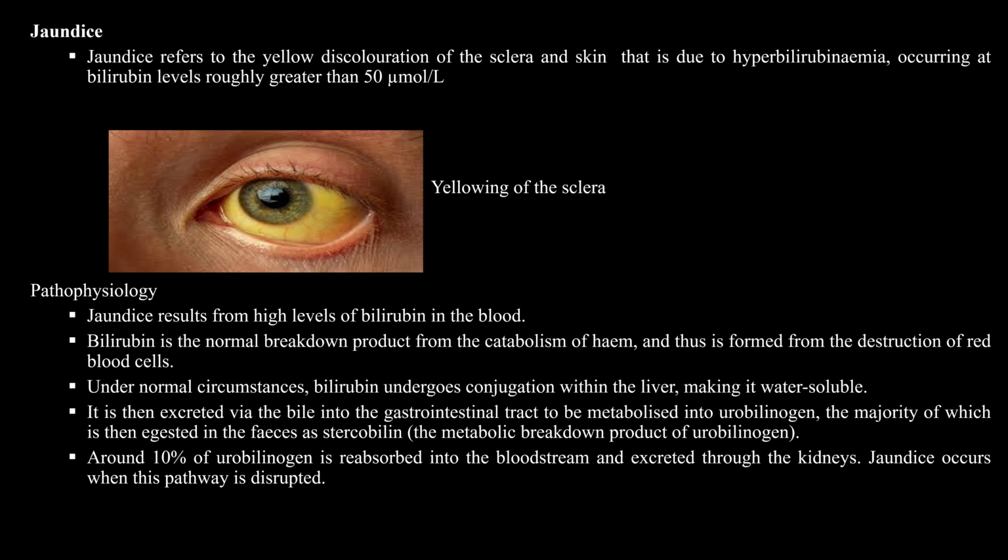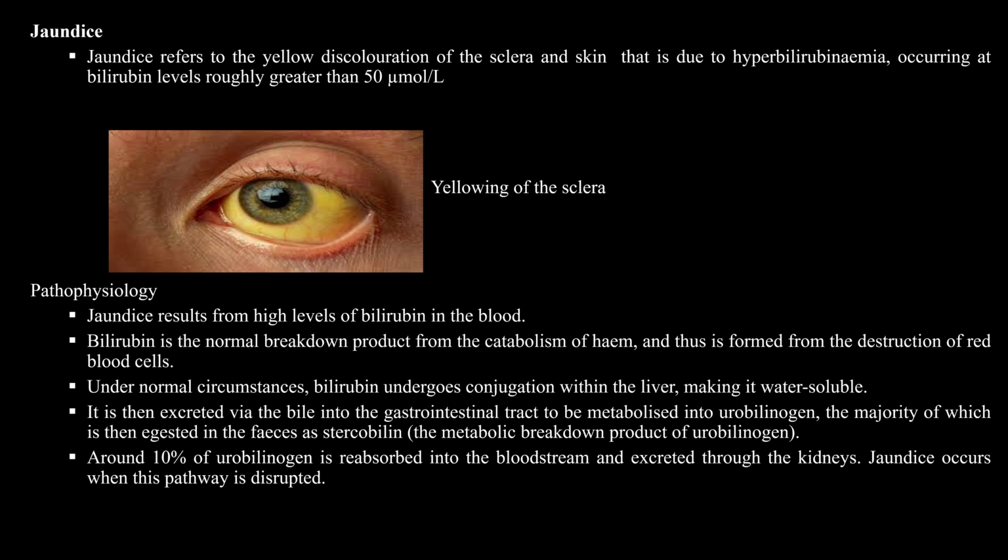Jaundice is the yellow discoloration of the eyes and the skin due to hyperbilirubinemia, when the bilirubin level is greater than 50 micromoles per liter. The yellow discoloration is pathological. Jaundice results from a high level of bilirubin in the blood.